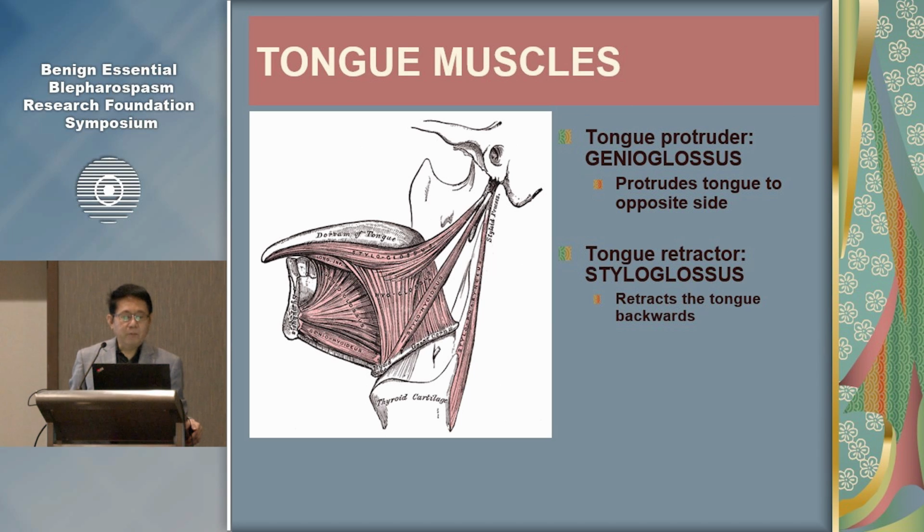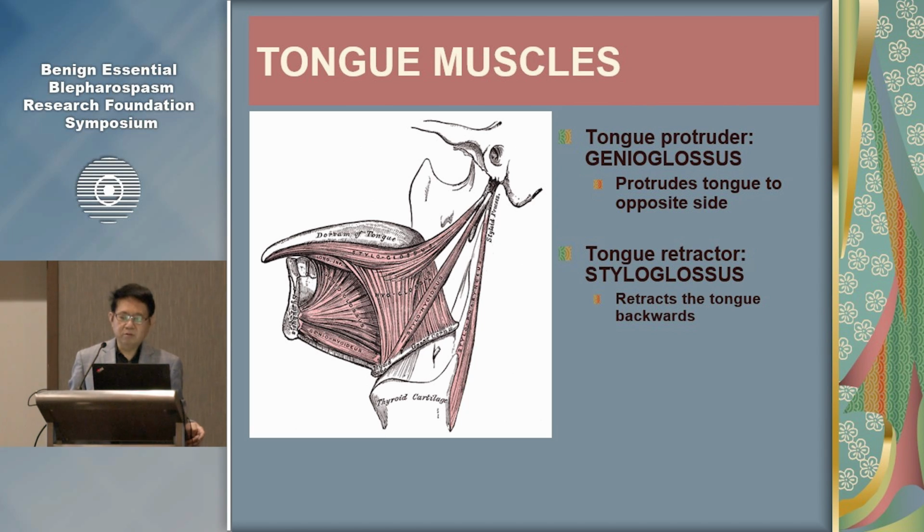Okay, what about the tongue? So this is the top of the tongue. This is your chin over here. This is the bottom of your chin. So we inject the genioglossus. That's the meat of your tongue. And we usually do that for patients with tongue protrusion dystonia.